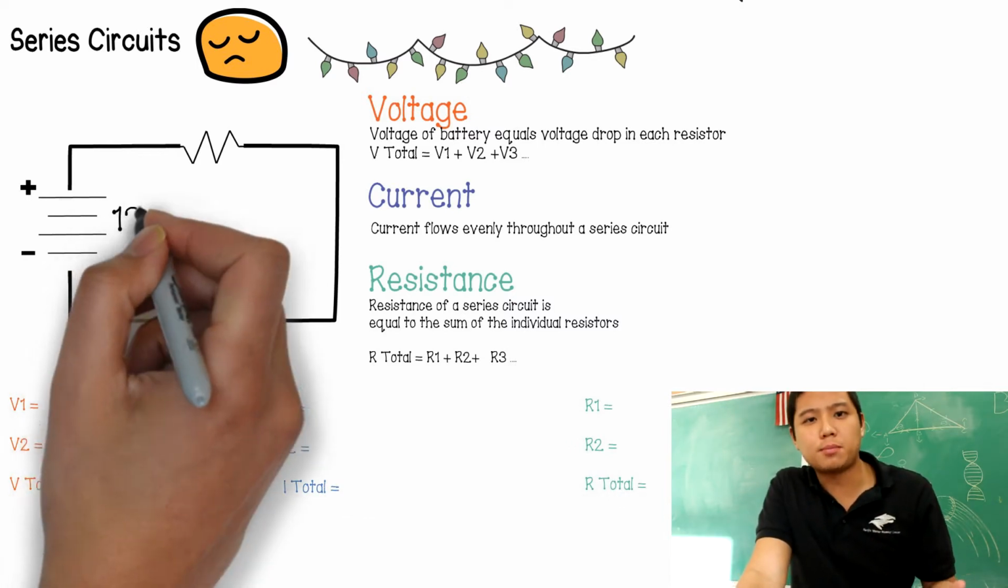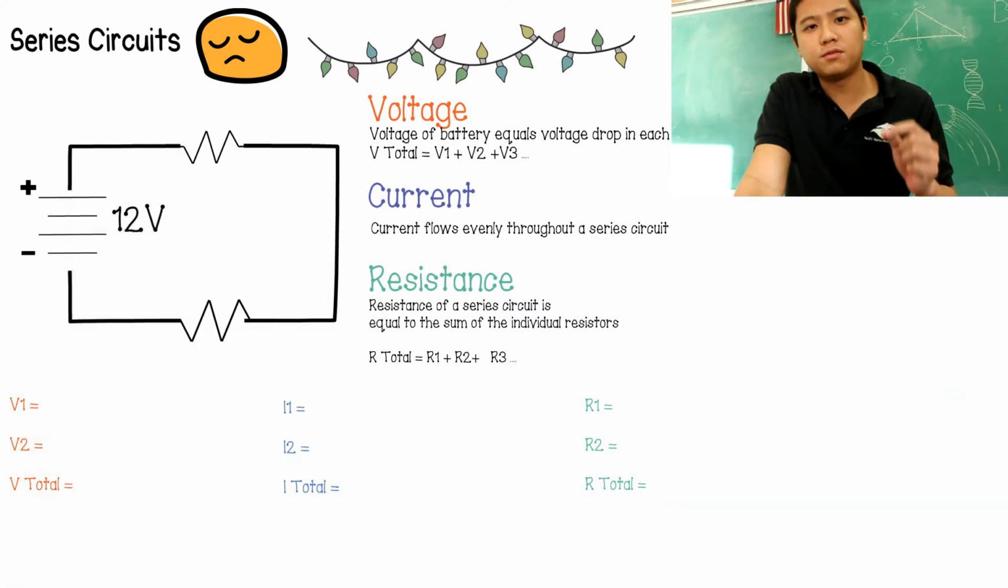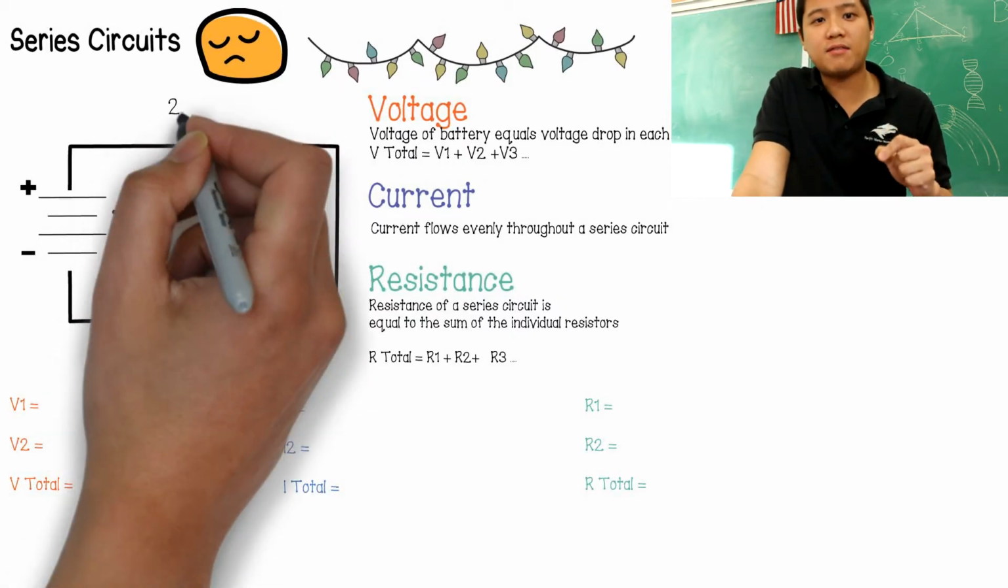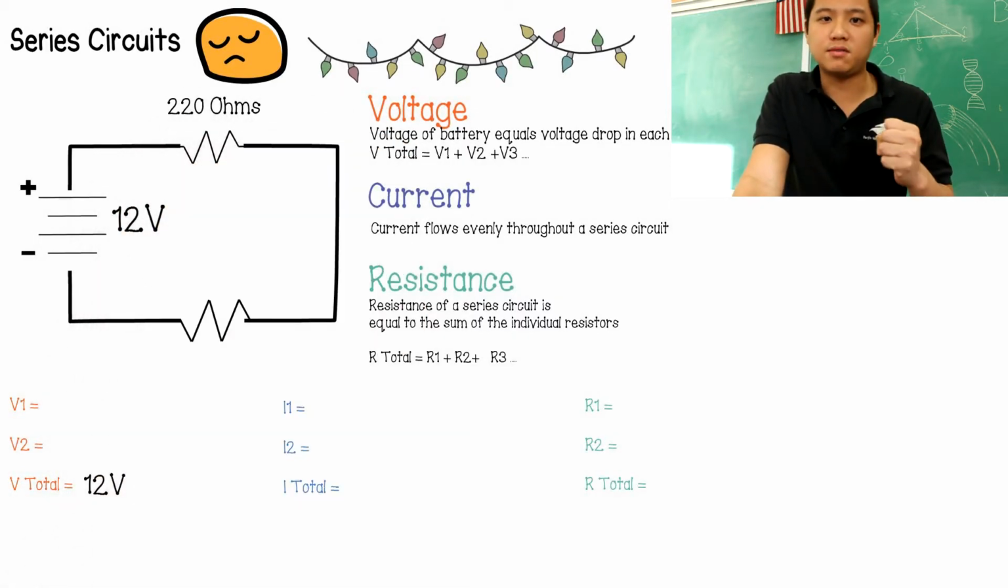So let's go ahead and try a problem. Let's say we have a 12-volt battery. Let's say that this resistor that we have at the top here is 220 ohms, and the resistor that we have at the bottom is 470 ohms.